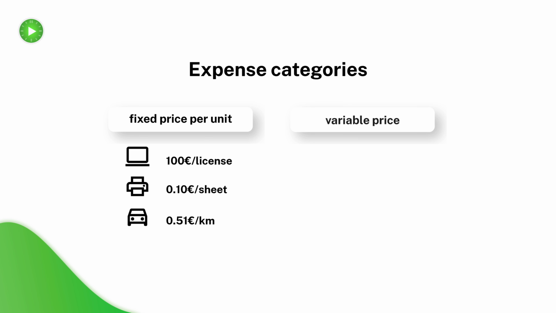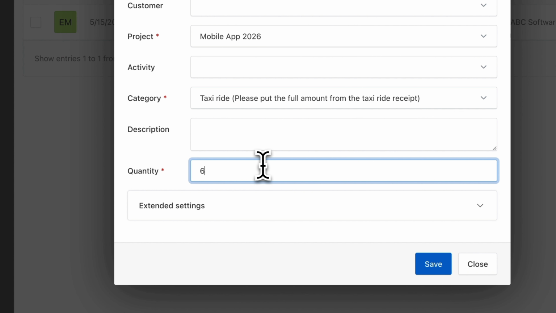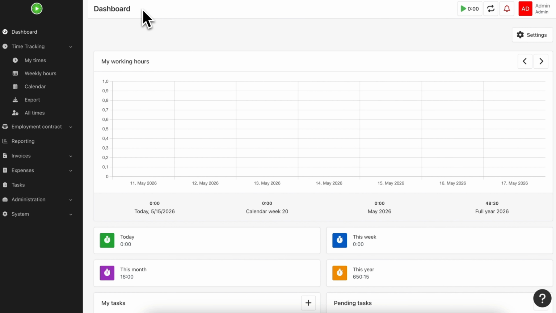Type 2 is a variable price. This is for expenses where the amount changes every time, like hotel costs, taxi rides, or postage receipts. Here, the category acts more like a label, and when you create the expense, you enter the actual amount for that specific case.